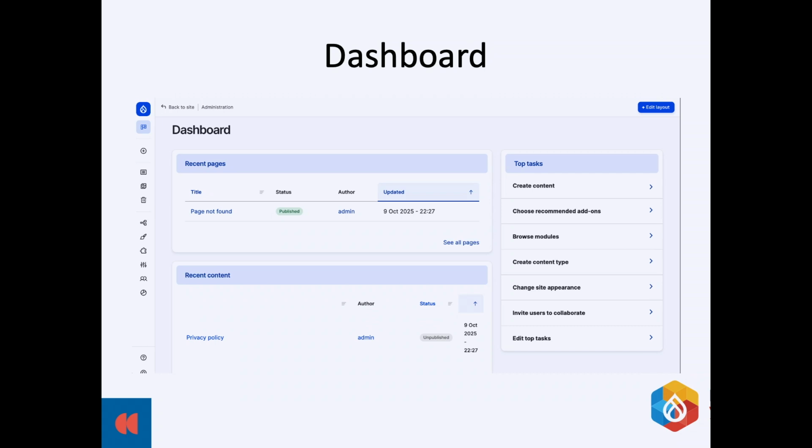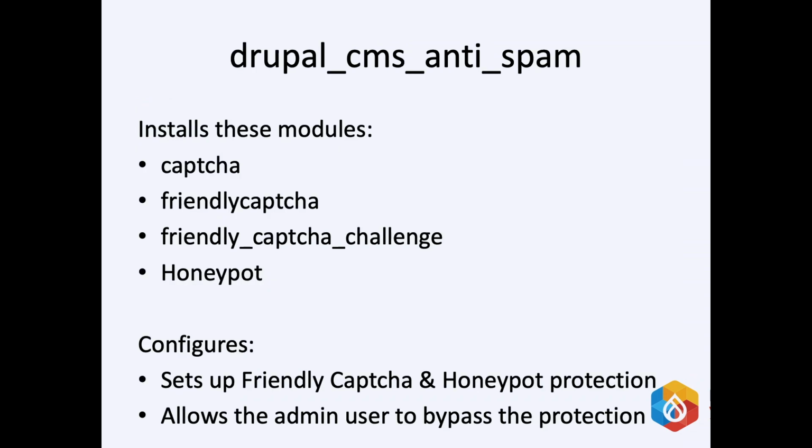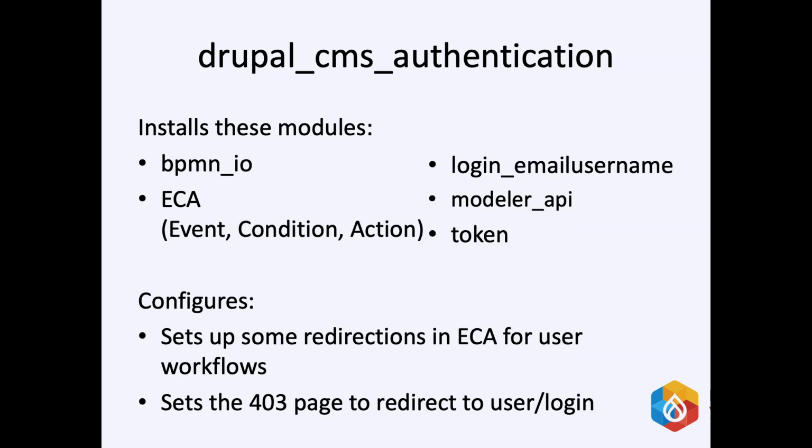Happy? Let's move on. Anti-spam. There's very little to see in this one. This is captchas, three different ones: captcha, friendly captcha, and friendly captcha challenge. Honeypot sets up spam protection for the site. It also allows the admin user not to ever see any of that stuff. No pictures, because I'm not a robot, so I don't see it.